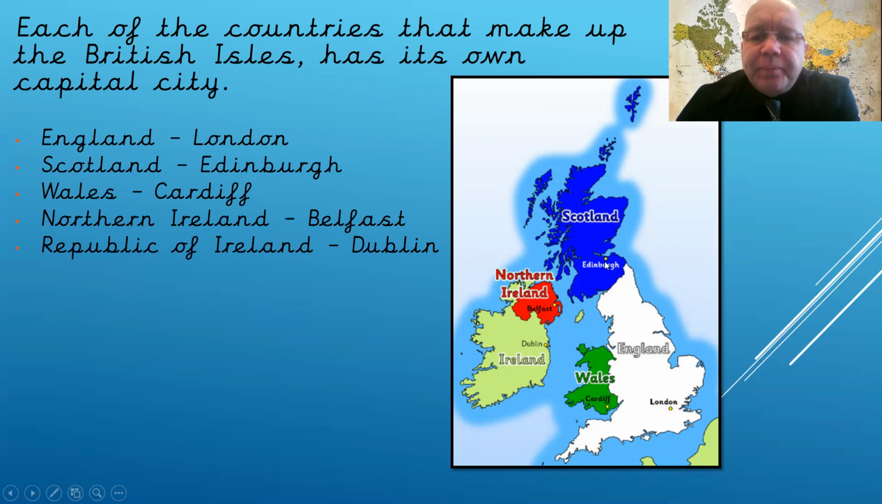For Scotland, Edinburgh is the capital city. Down here in Wales, you've got Cardiff. For Northern Ireland, you've got Belfast. And for the Republic of Ireland or Southern Ireland, you've got Dublin. Okay, so 5 countries, 5 separate capital cities, each of which contains its own government to make certain decisions.